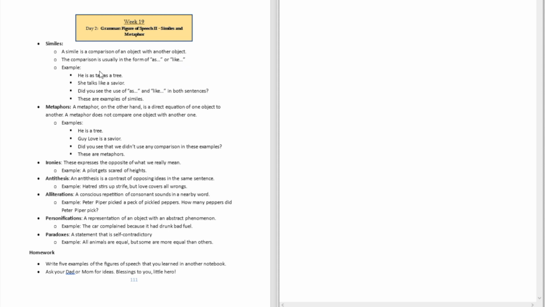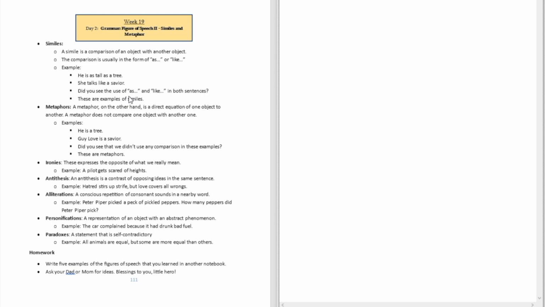So what's an example? He is as tall as a tree. She talks like a savior. Did you see the use of as and like in both sentences? So these are examples of similes. He is as tall as a tree. She talks like a savior. Well, when you see the word like and the word as in those kinds of sentences, comparing one object to another object, well, that's a simile.